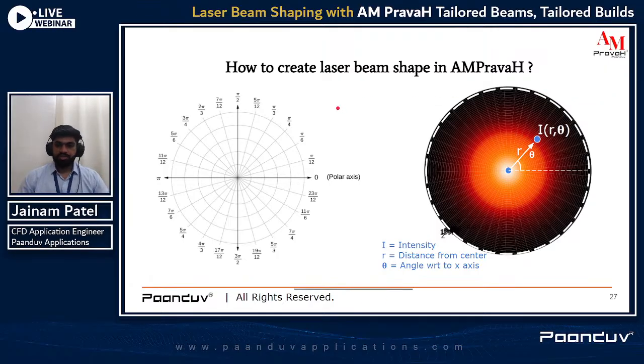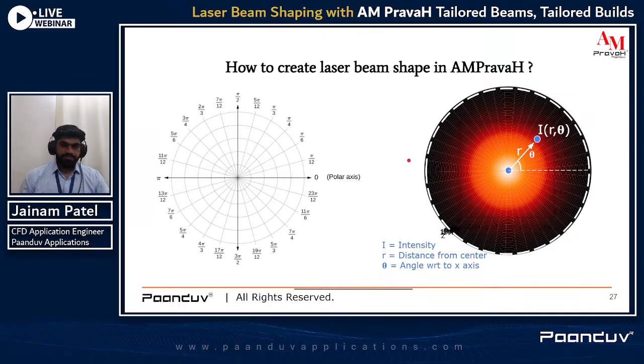So how to create laser beam shapes in AM PravaH? The user requires only two things: one is radius and one is height point. For a specific theta, here I take theta as 0. The next theta will be 2 pi to complete the revolution of the circle. On the specific theta 0, I have to provide the radius points. The user can provide n number of radius points, as well as the intensity points or height points.